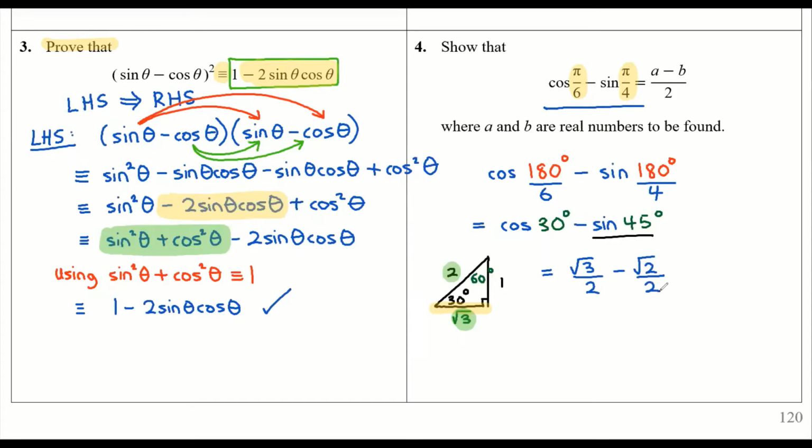And because these are written in terms of halves, we can combine the numerators into root 3, subtract root 2, all over 2. And A and B are definitely real numbers. They're irrational, but they're real. Okay, and we've got the 2 on the bottom as required. So that concludes the warm-up.